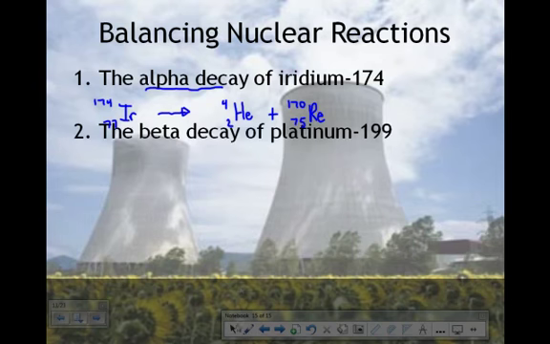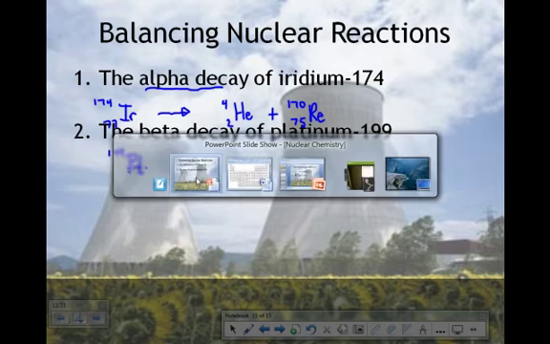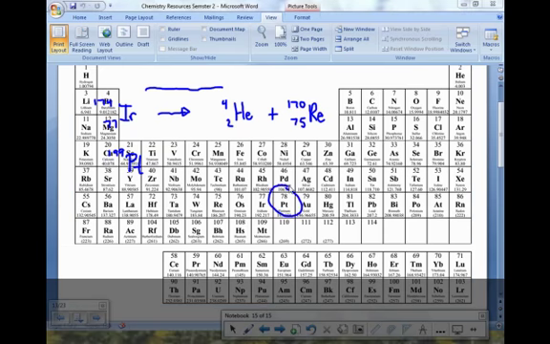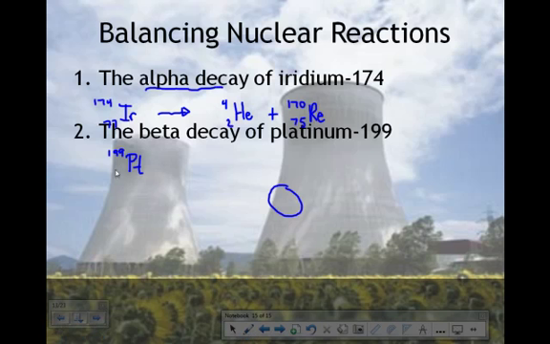How about the beta decay of platinum 199? Remember, the 199 is our mass number, so we're going to put that up here. 199, and find your periodic table. Look up platinum's atomic number. Platinum's in the middle somewhere. Here we are, number 78, right there. So we put 78 down low. That's where the atomic number goes.